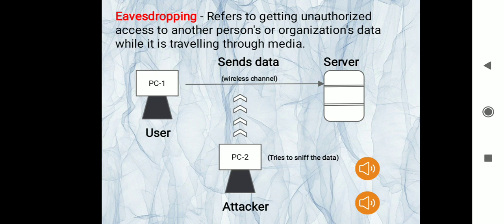Now, in order to prevent the sniffing of data by the attacker sitting by PC2, the communication between PC1 and the server must be secured. That's why a secured network is very much essential for the transmission of data.